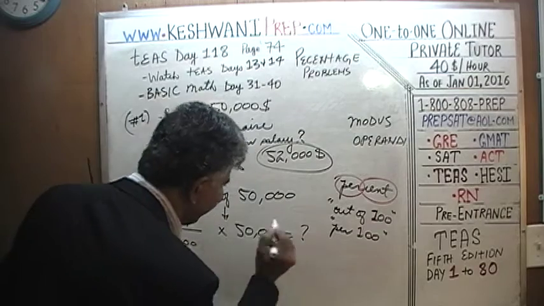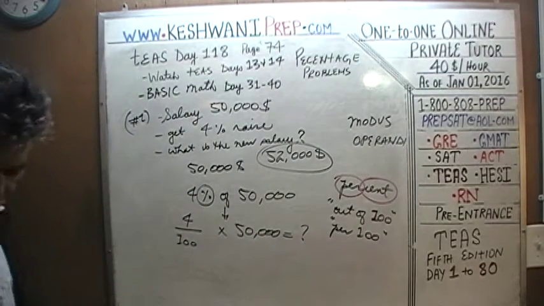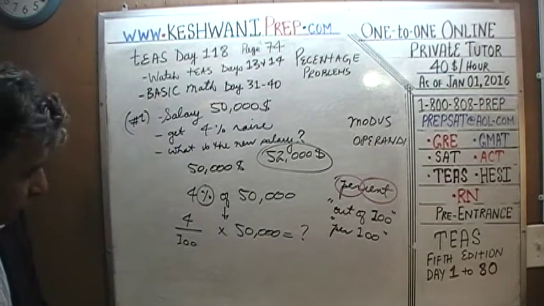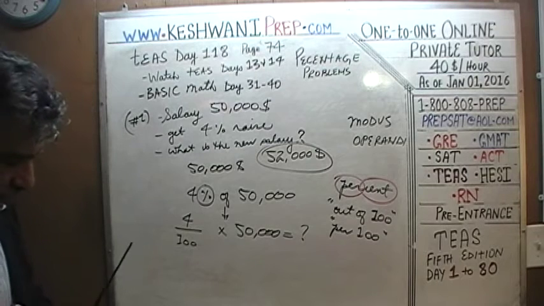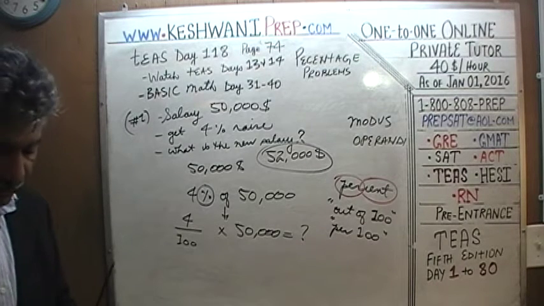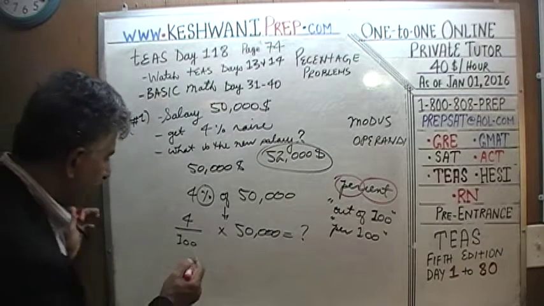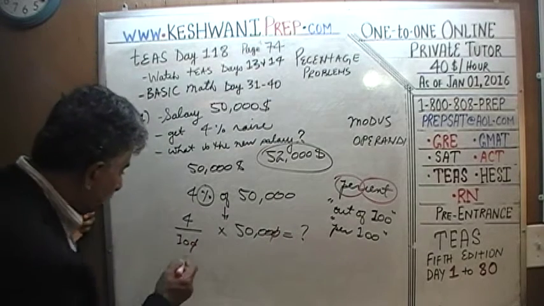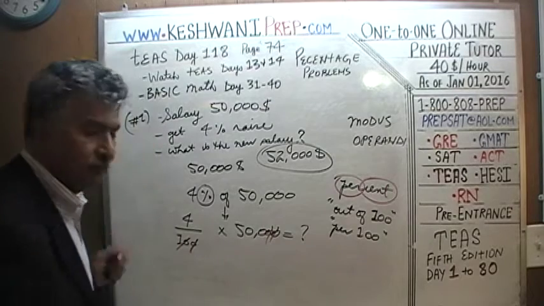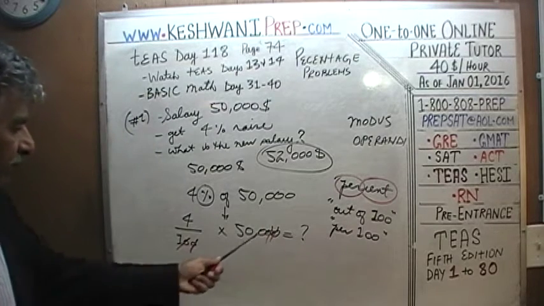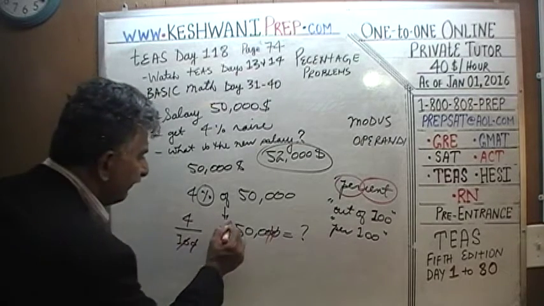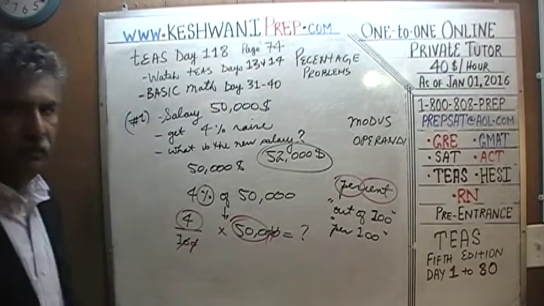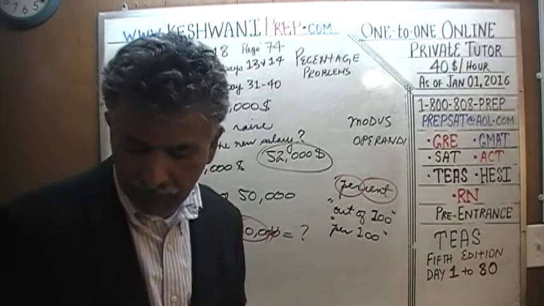We want to find out what that is. We have 100 at the bottom and 50,000 on the top. Let's divide top and bottom by 10, which knocks out a zero. Let's divide top and bottom by 10 one more time, and knock out that zero. In other words, we divide top and bottom by 100. And there you go. It's simply 500 times 4. We get a $2,000 raise.